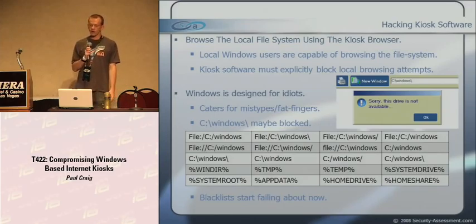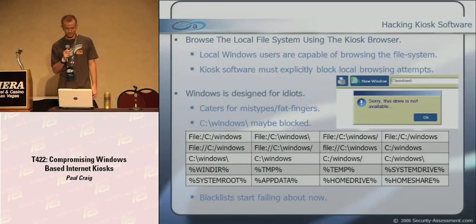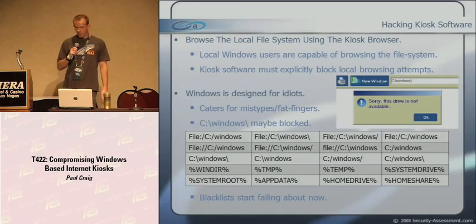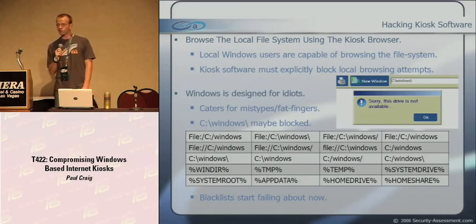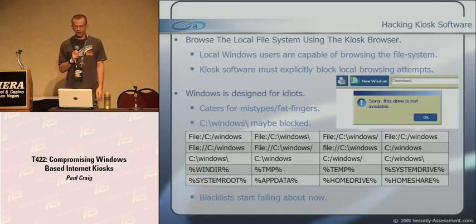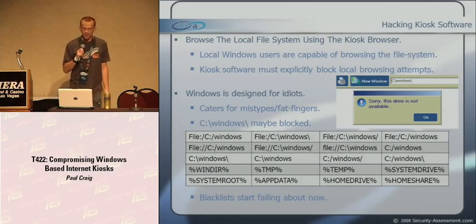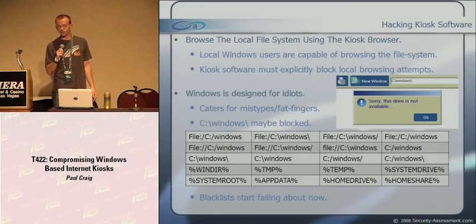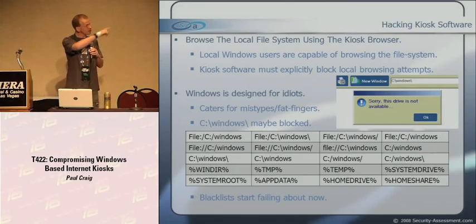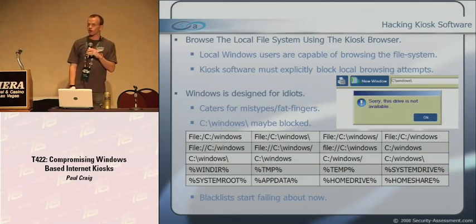Now, the good thing about Windows is that it's basically designed for fat-fingered people, right? It's catering for people who mistype things when they're drunk. So maybe C:\Windows is blocked, but what about C:\Windows\? What about file://C:\Windows? So I've got a little table there of all the possible permutations that I could come up with.